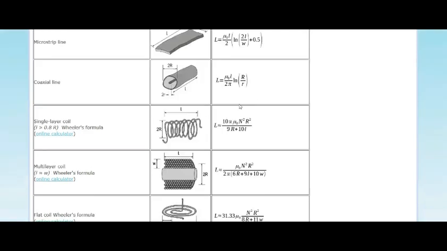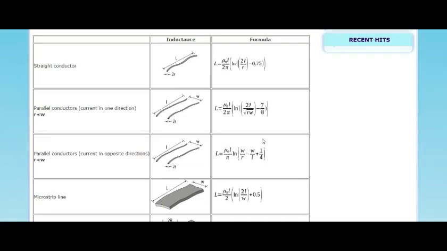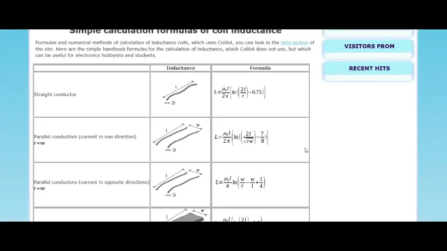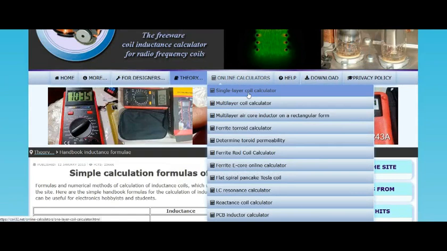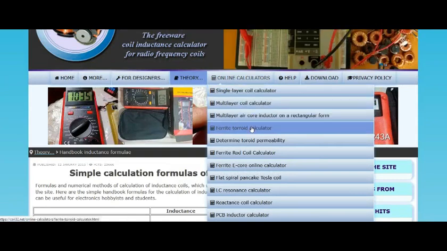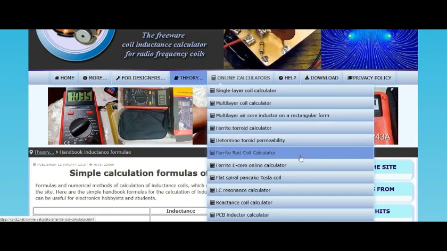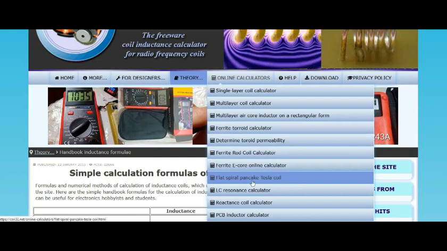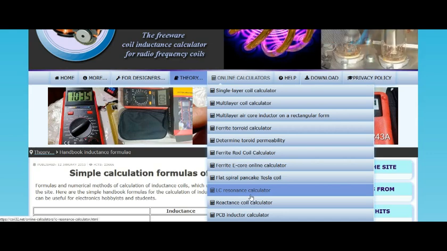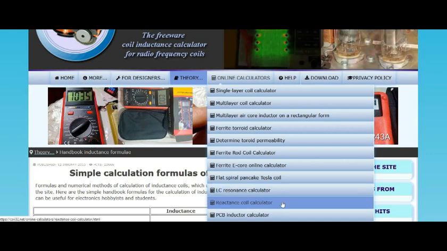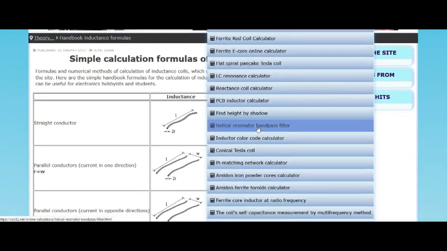So it's academically interesting that we have these, but I don't feel like plugging them all into a spreadsheet and trying to make sure I got it all right. So online calculators. Woo. Single layer coil calculator, multi-layer, multi-air ferrite toroid. So even if you want a toroid, you can put that in there. Ferrite rod, flat spiral pancake Tesla coil, LC resonance calculator. We know how to do that. Reactance coil calculator. I haven't looked at that one. Some of these I haven't looked at. Some of them I don't know what they mean.